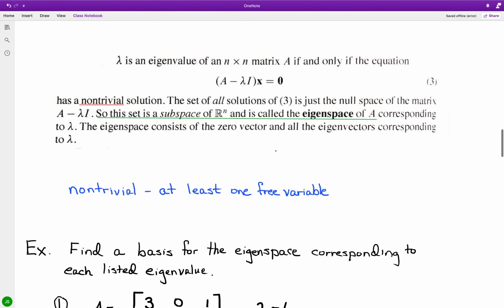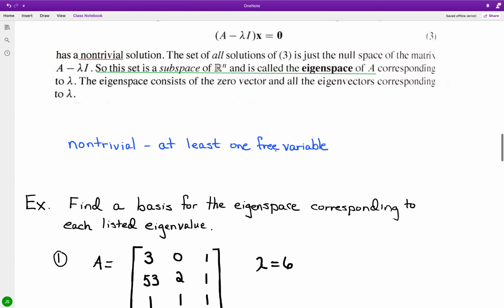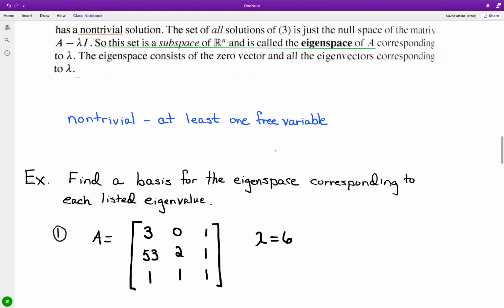Now, in looking for eigenspaces, as an example, we are asked to find a basis for the eigenspace corresponding to each listed eigenvalue. Say we have a 3 by 3 matrix A, where the top row is 3, 0, 1, the second row is 53, 2, 1, and the last row is just 1 running across. We'll say the eigenvalue listed is equal to 6.